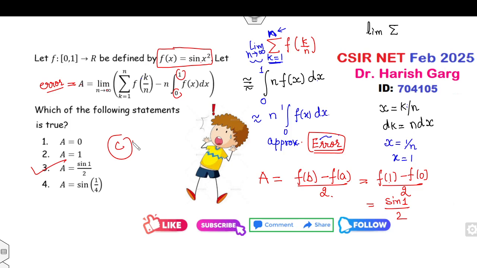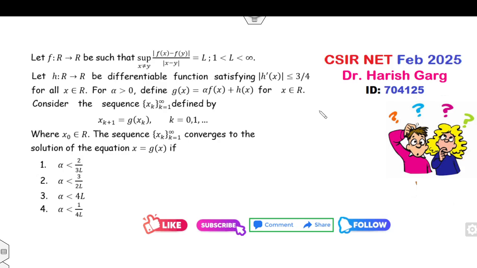C is my right answer of this problem. Always remember that this is not the exact value. This is always the approximate value when you change the limits and the summation to the integration. Okay, look at the next question. So let me know firstly, have you enjoyed this session?